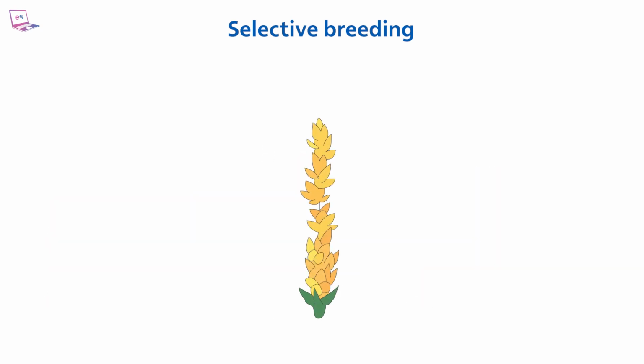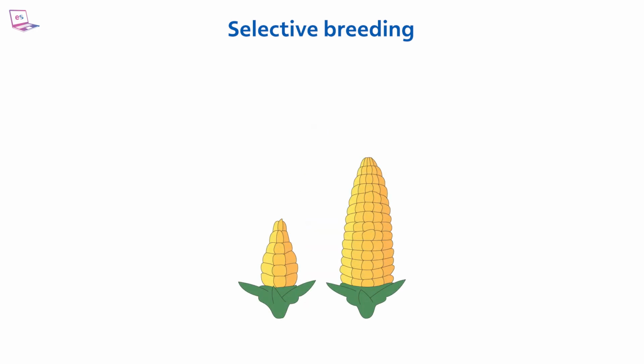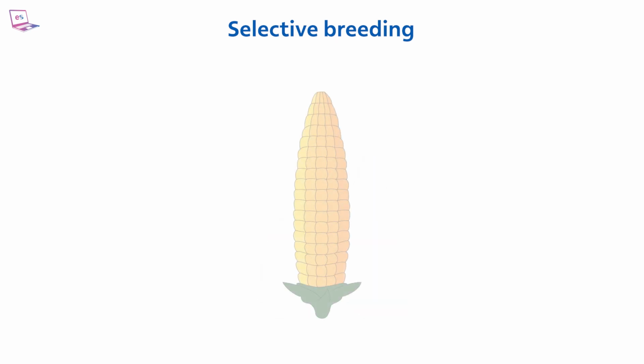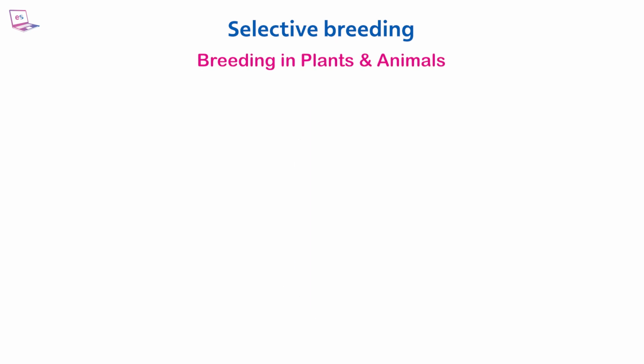Selection of parents with desired characteristics from a mixed population and breed them together. Selection of offspring with the same characteristics and breed them together. Repeat the process over many generations until all offspring show the desired characteristics. Breeding in plants and animals.